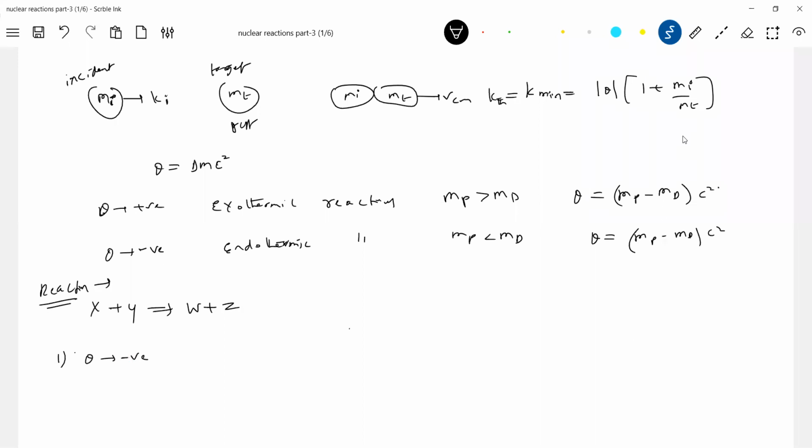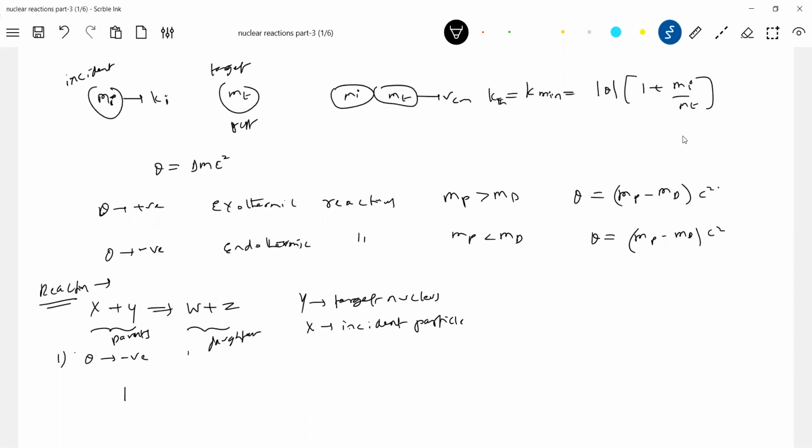Then the particle X is the incident particle, and Y is a target nucleus. After the reaction, X and Y will become parents, and W and Z will become daughters. No longer, as after reactions like beta decay, alpha decay, uranium, the daughter will not be that of the parent. So therefore, I'm writing W and Z. So these will become daughters, and these will become parents. Then what should be the minimum kinetic energy possessed by the incident particle to initiate this reaction?